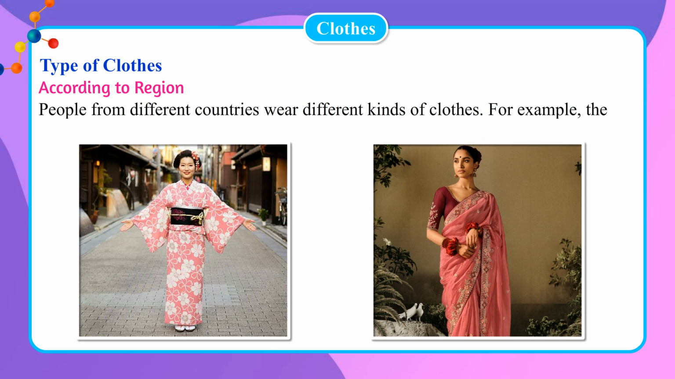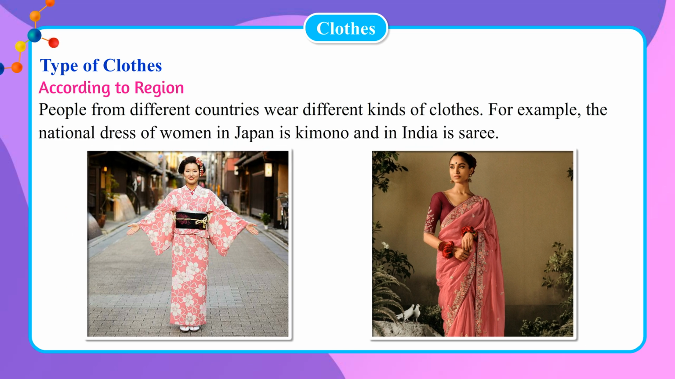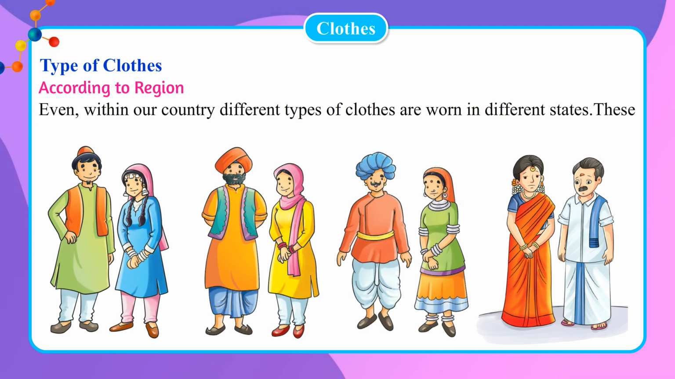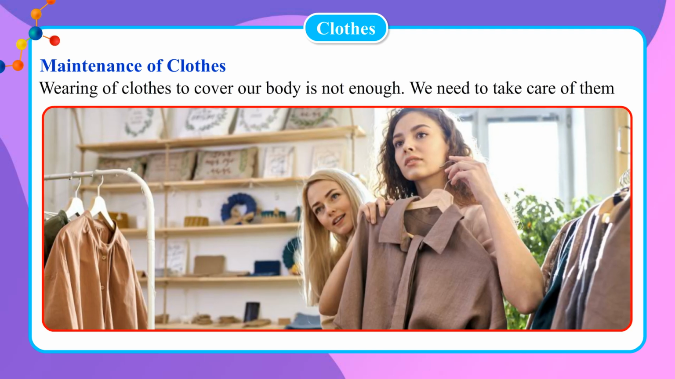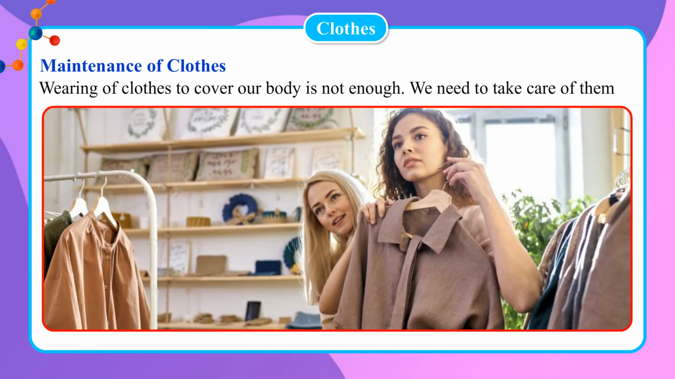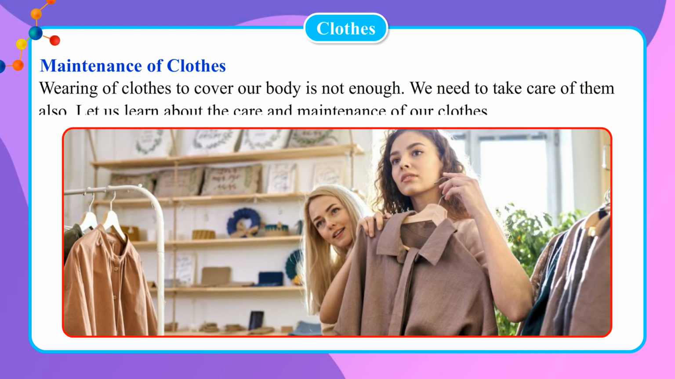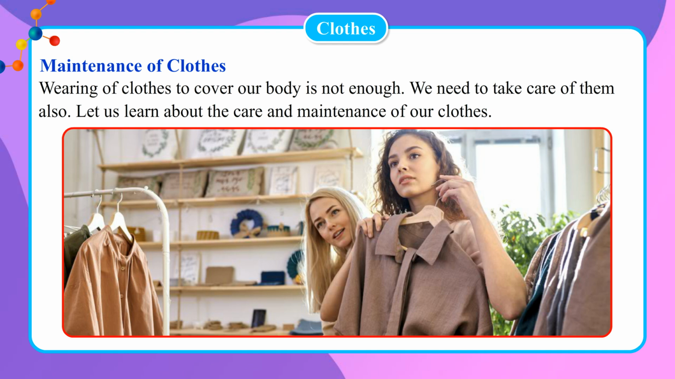For example, the national dress of women in Japan is the kimono and in India is the sari. Even within our country, different types of clothes are worn in different states. These are called traditional clothes. Maintenance of clothes. Wearing of clothes to cover our body is not enough. We need to take care of them also. Let us learn about the care and maintenance of our clothes.